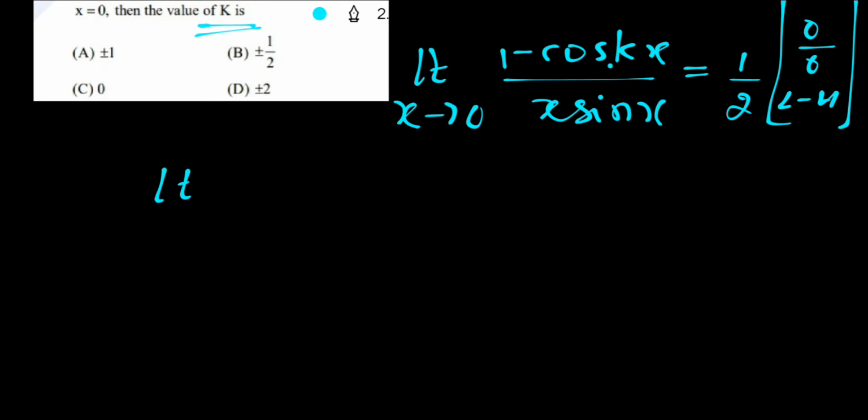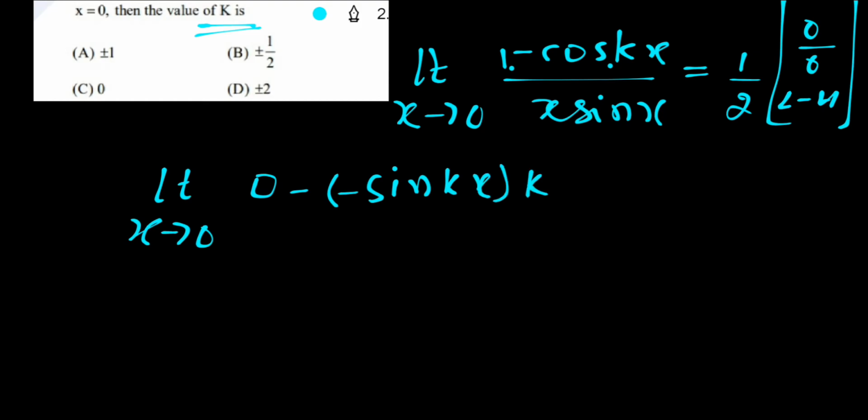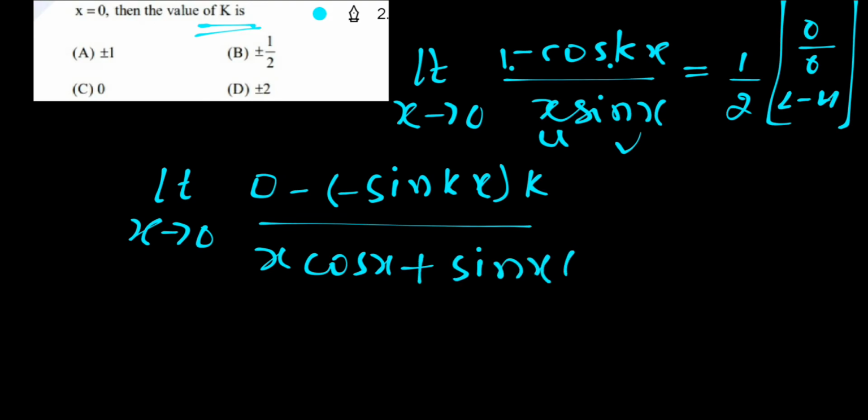So limit x tends to 0. First numerator derivation: derivative of 1 is 0, minus cos kx derivative is minus sin kx, kx derivative is k. Divided by this denominator: apply the uv formula, u into v dash, sin x derivative is cos x, plus v into u dash, x derivative is 1. So the answer is equal to 1 by 2.